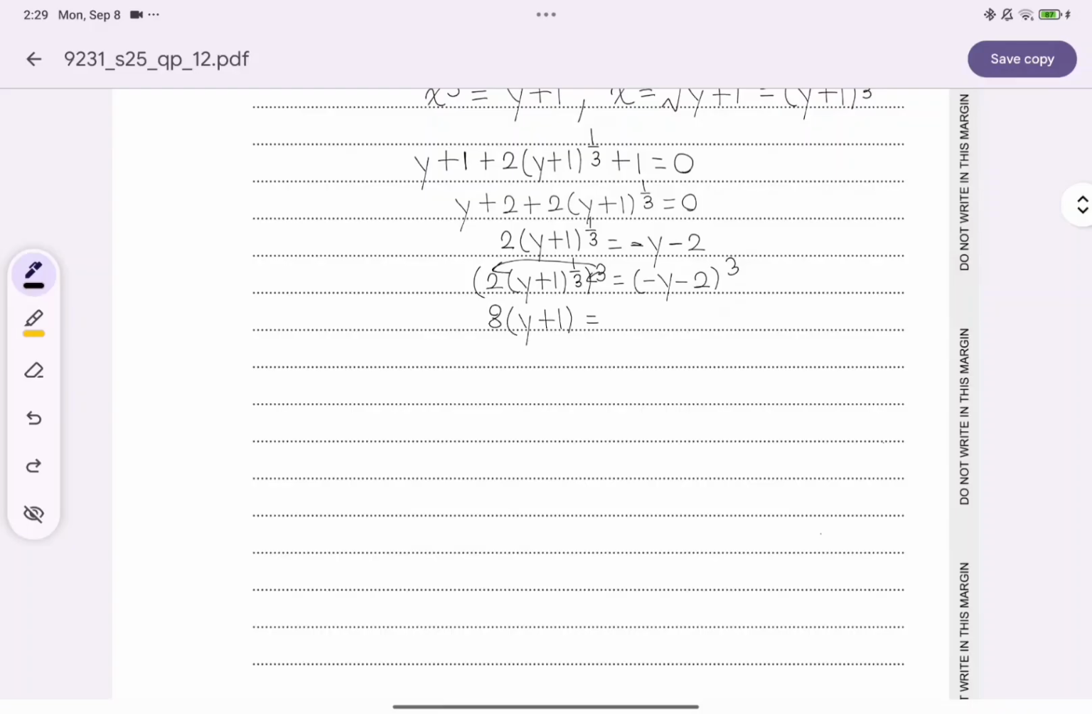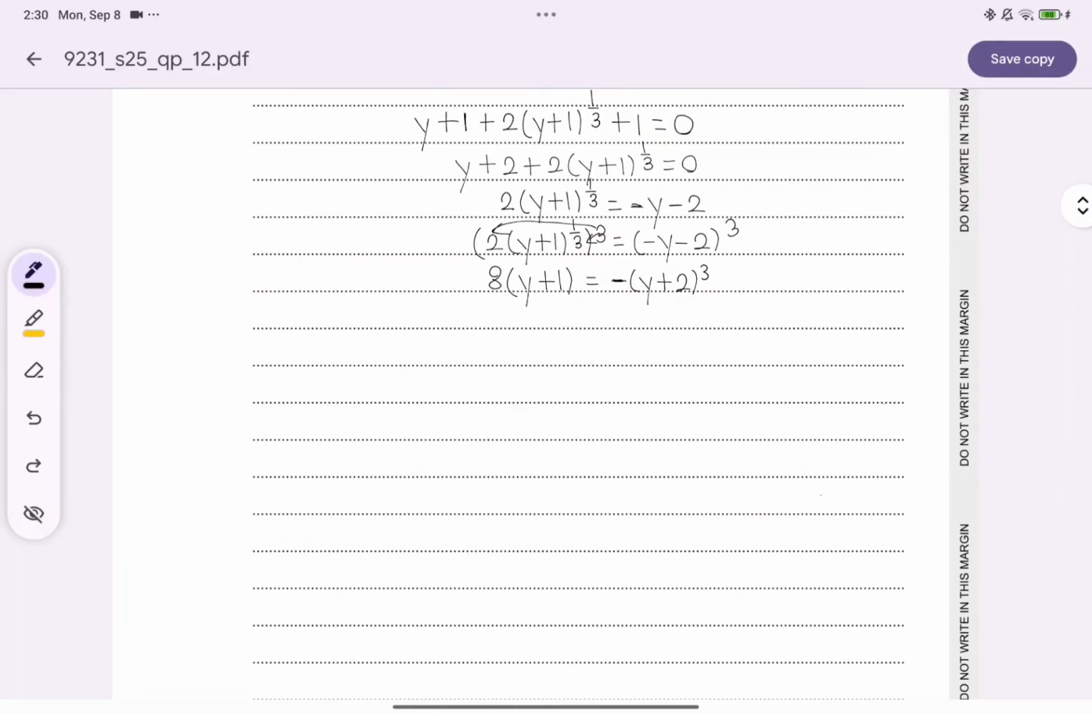Okay, so to make this simpler, we're going to first factor out minus 1 from the bracketed expression. So we'll have minus y plus 2 whole thing cubed. So again, we have to spread the power to minus 1 and y plus 2. So minus 1 cubed would still give us minus 1, so this is just minus 1 times y plus 2 cubed. Okay, so let's expand the left hand side. So this would be 8y plus 8 equals minus y plus 2 cubed.